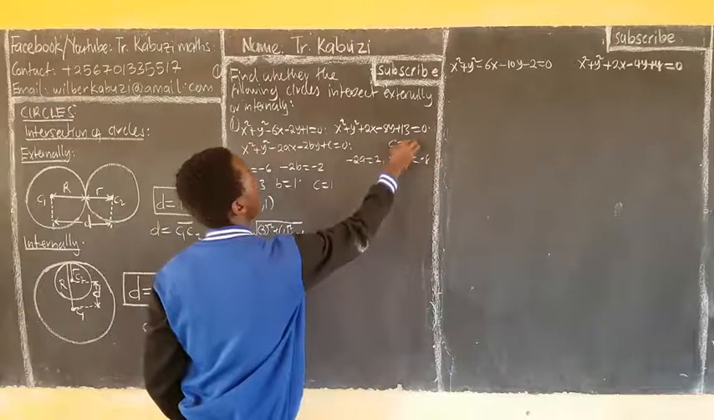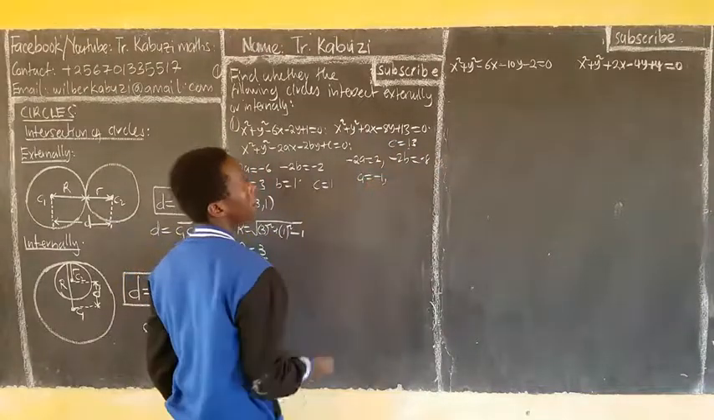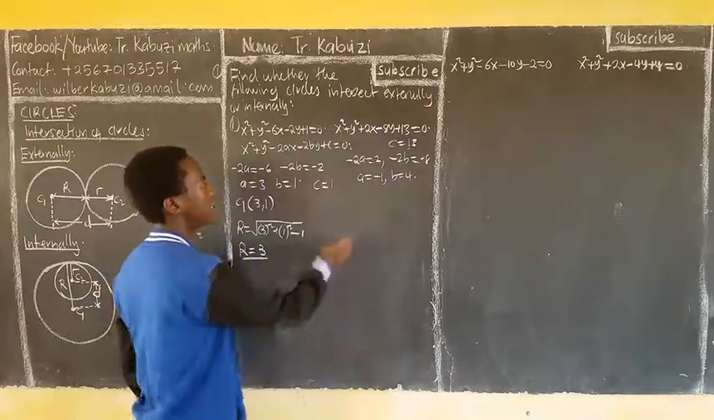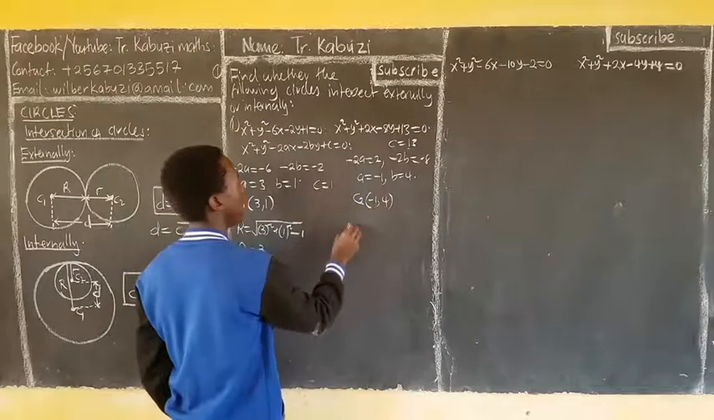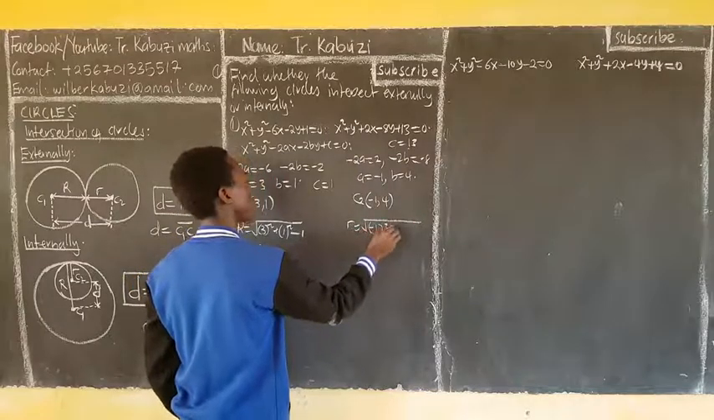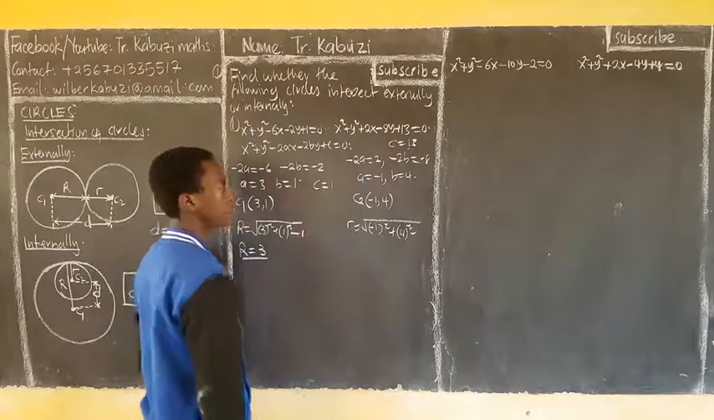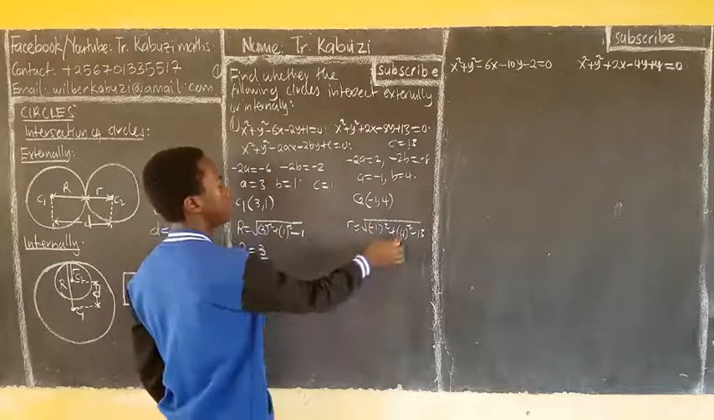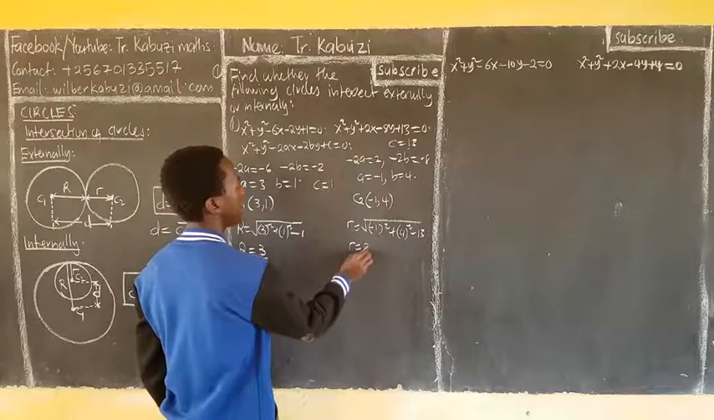And from here, our c is 13. From here, my a is negative 1, my b is 4. So the second center is negative 1, 4, and my radius is going to be the square root of negative 1 squared plus 4 squared, minus 13. So this would be 17 minus 13, that would be 4. Square root of 4, our radius here is 2.